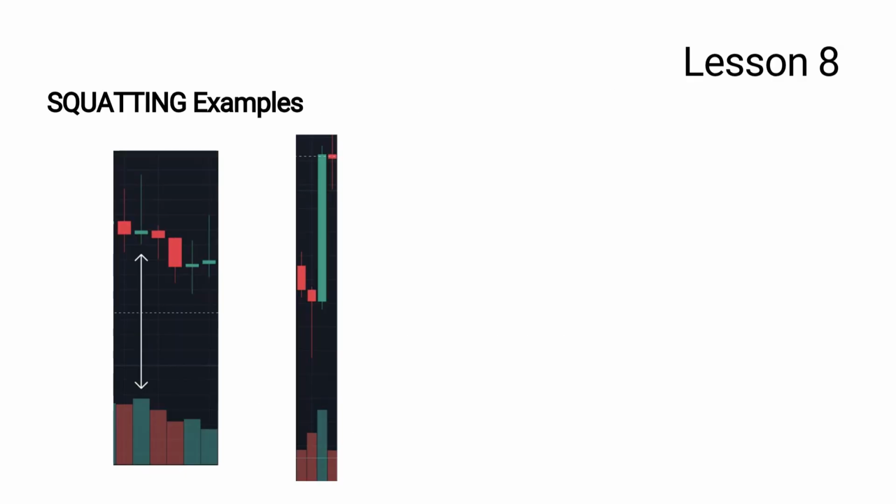These are two examples of squatting. You can see that we have an extreme candle along with higher volume than the previous candle.